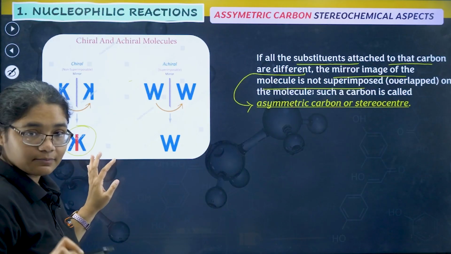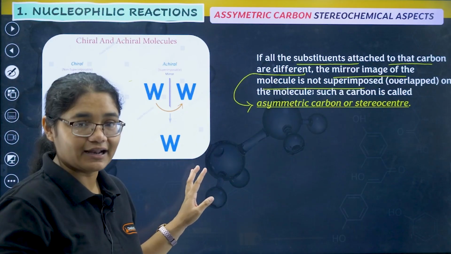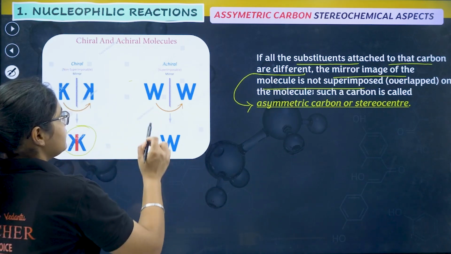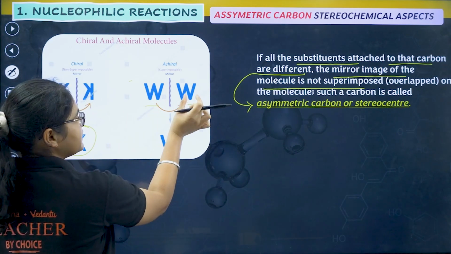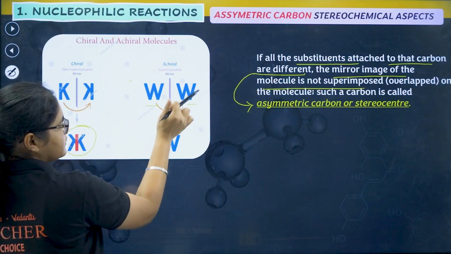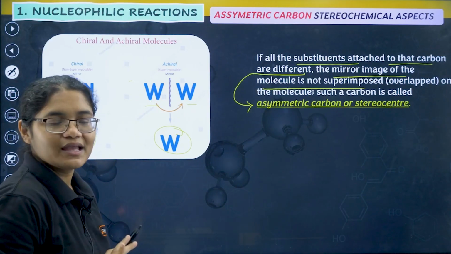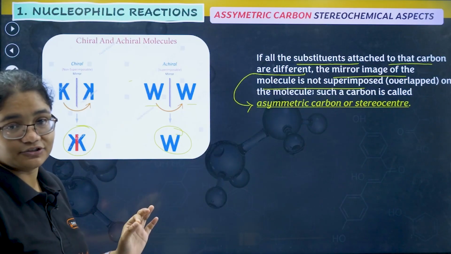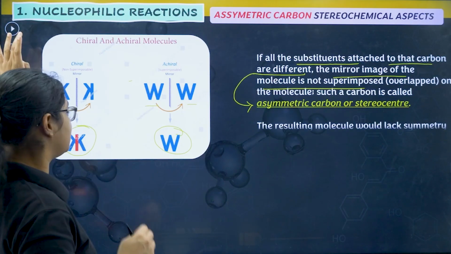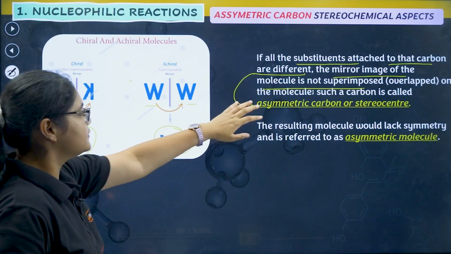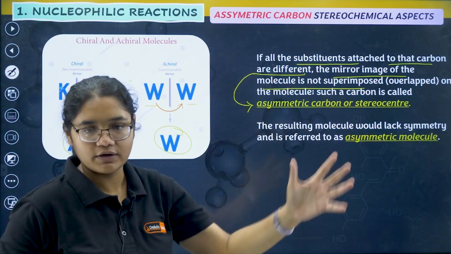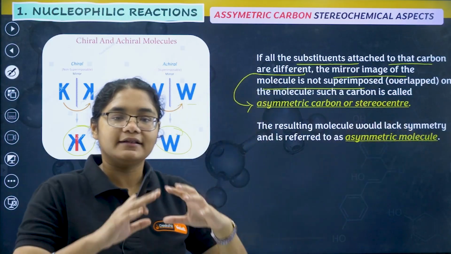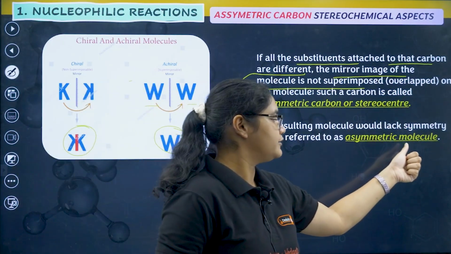So if I have a carbon which has 4 different groups attached, then they will never superimpose on each other. And suppose you take an example of the letter W. Its mirror image and this one are there. If you keep this on this one, exactly, they will superimpose. So this phenomenon of not having superimposable mirror images is very important, and we have a special name for that. Whenever we have a carbon which has 4 different groups, that is called an asymmetric carbon or a stereocenter, and that particular molecule is called an asymmetric molecule.